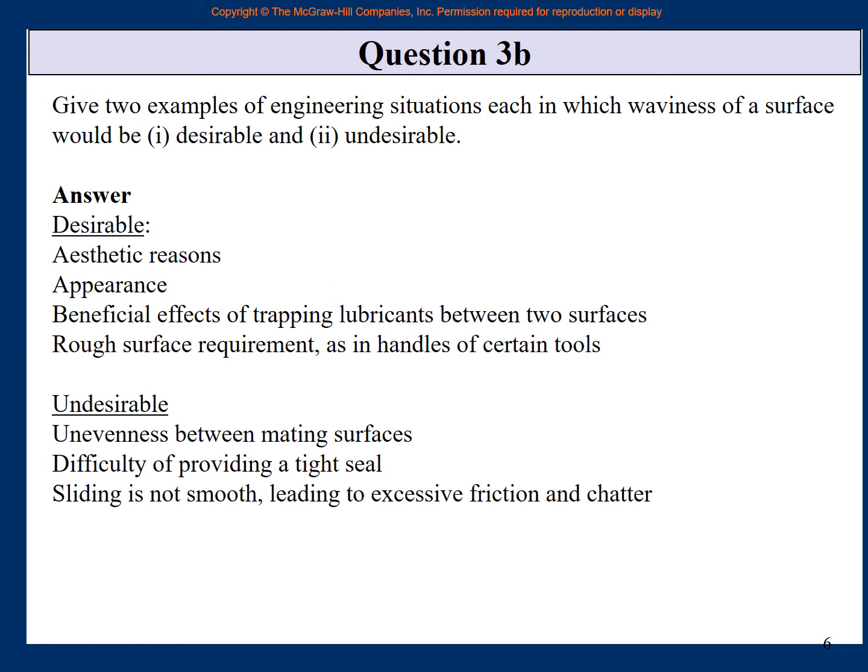Question 3b. Give two examples of engineering situations each in which waviness of a surface would be desirable and undesirable. You see, normally waviness is a defect, isn't it? The surface should be smooth, should be flat. If there is a wave pattern on the surface, then it is definitely bad, right? But in certain cases it is desirable.